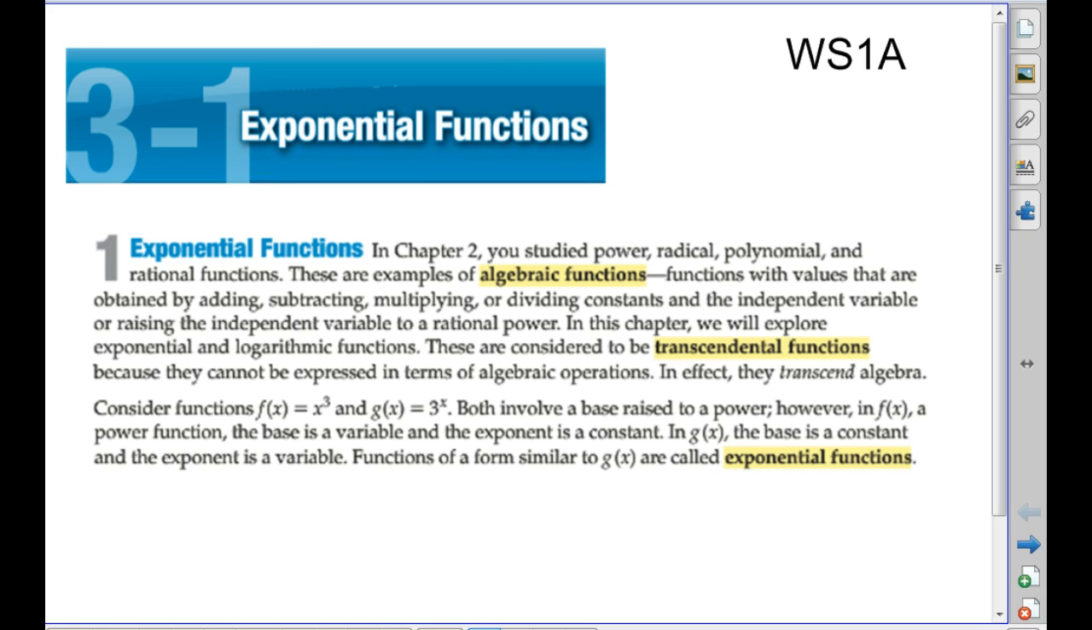I found it interesting. It says in chapter 2 you studied power, radical, polynomial, and rational functions. Well, that is what we just did in chapter 4 in our book, okay? These are examples of algebraic functions. I don't know this terminology, but it says exponential and logarithmic functions are considered to be transcendental functions because they cannot be expressed in terms of algebraic operations. In effect, they transcend algebra.